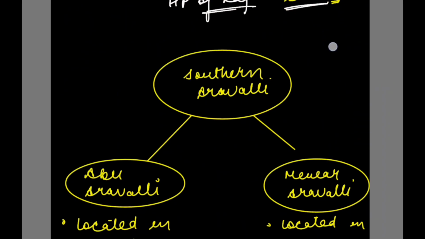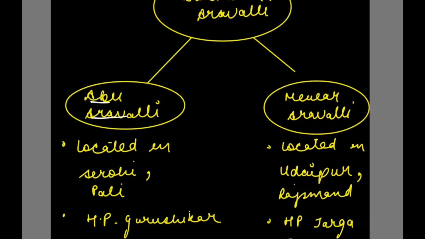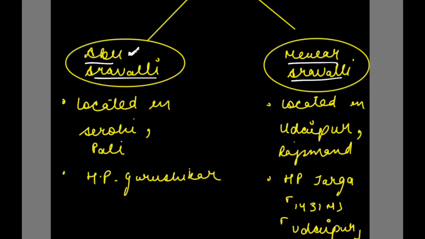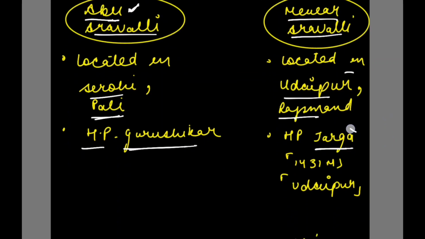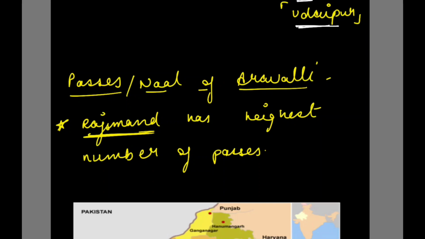Now, the southern Aravalli is further divided into two parts, that is Abu Aravalli and Mewad Aravalli. Abu Aravalli, as we can easily understand by the name, is present in Sirohi and Pali, and the highest peak is Guru Shikhar. Moving towards the Mewad Aravalli, it is located in Udaipur and Rajsamand, and the highest peak is Jarga, located in Udaipur. The height is 1431 meters. Now we need to see the passes and the nals of Aravalli.